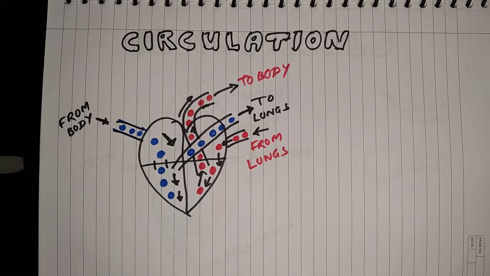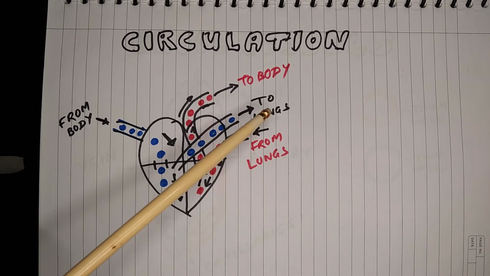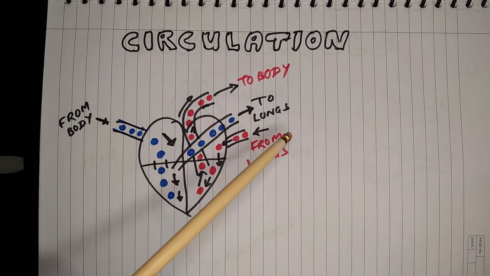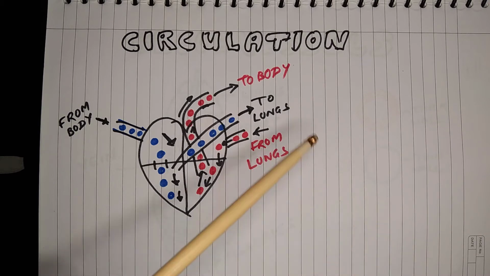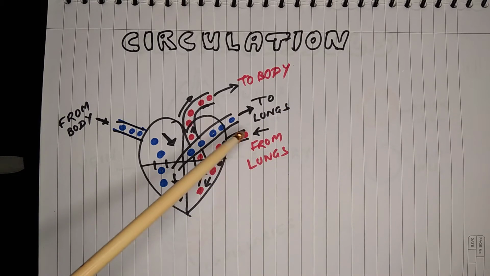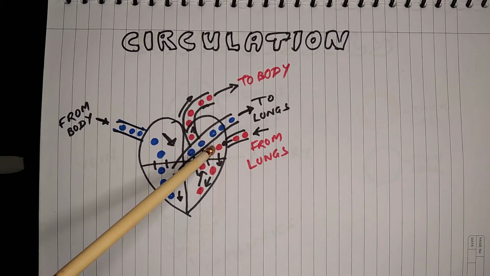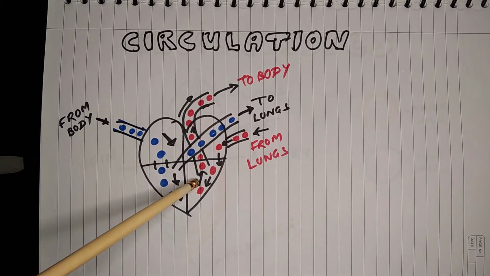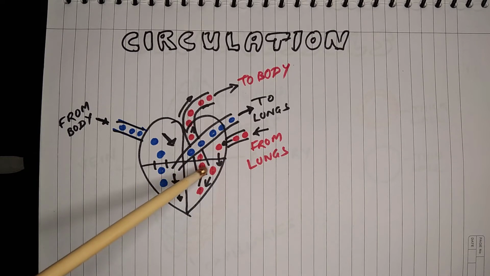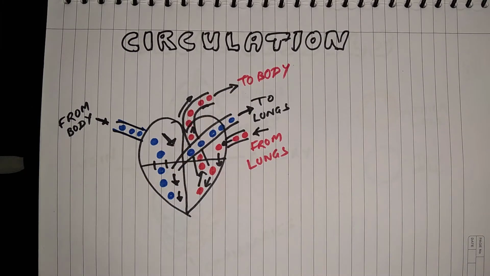Let me repeat. From the body, deoxygenated blood comes to the right auricle, then it goes to right ventricle, and from right ventricle the blood goes to the lungs, where oxygenation of blood happens. From lungs, oxygenated blood comes to the left auricle, then it goes to the left ventricle, and the left ventricle pumps the blood to different parts of the body.